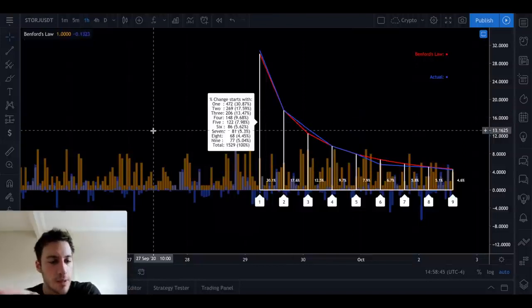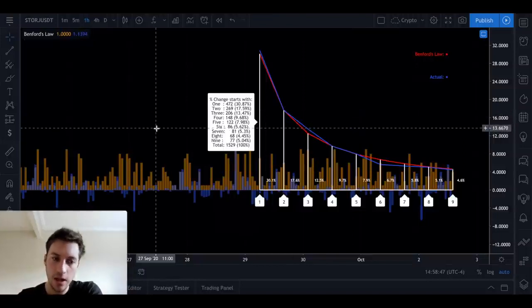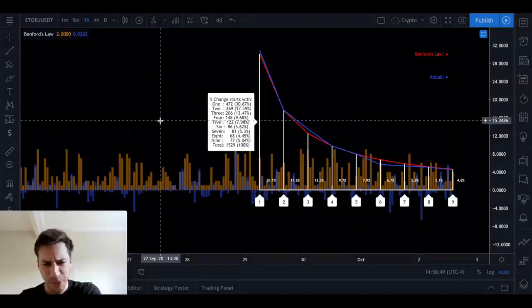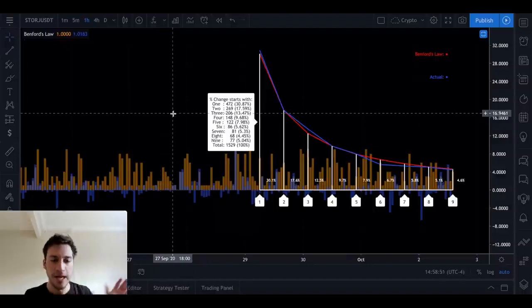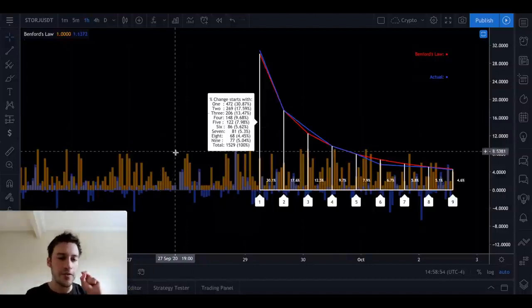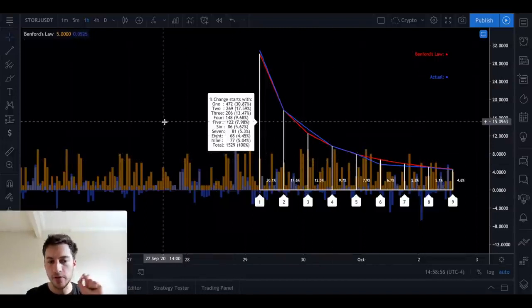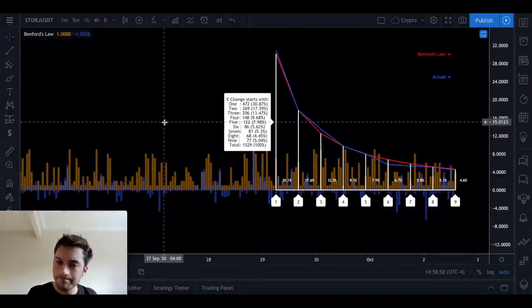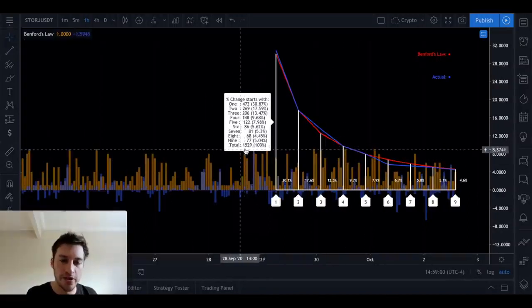And that's why I'm obsessing over this for this episode on my YouTube channel. I think it's really, really cool that I can put in any cryptocurrency and see if the leading digit follows Benford's law. You also want this sample size to be really, really high.